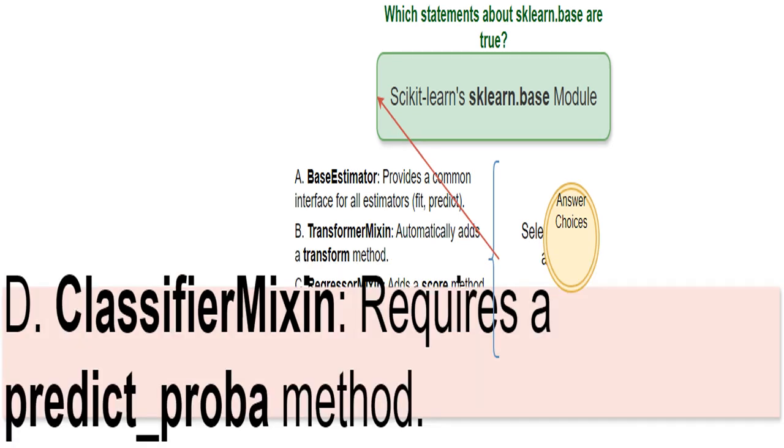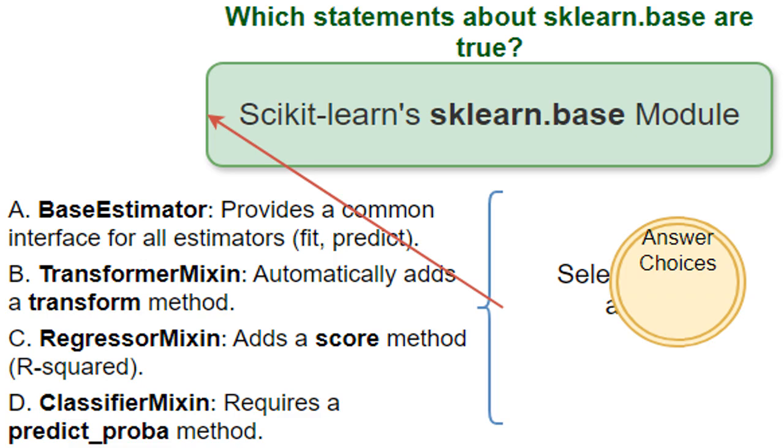This last option states that classifier mixin requires a predict proba method. This method calculates the probability of each class. However, that's not quite right. While many classifiers use predict proba it's not a strict requirement for the classifier mixin. The mixin mainly adds a score method, but it doesn't force every inheriting class to have predict proba. So, this is false.